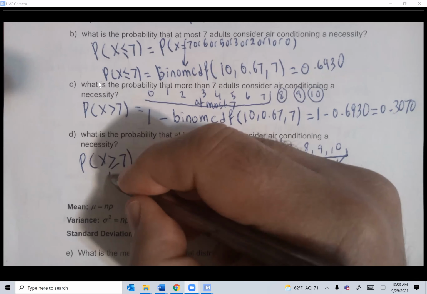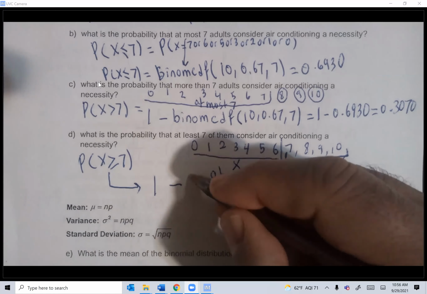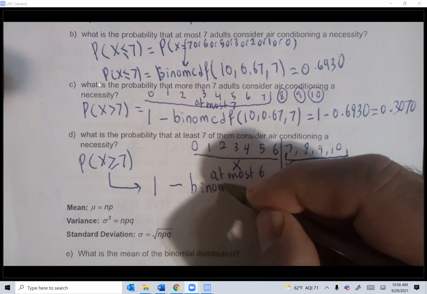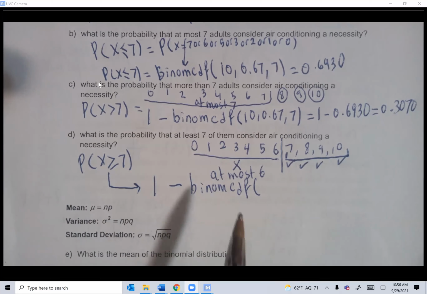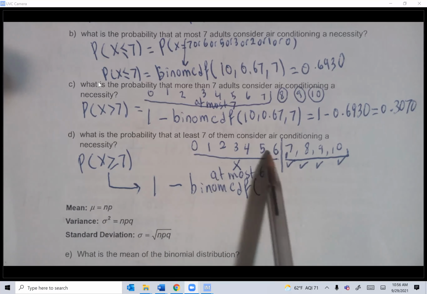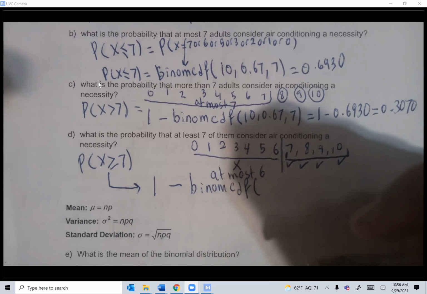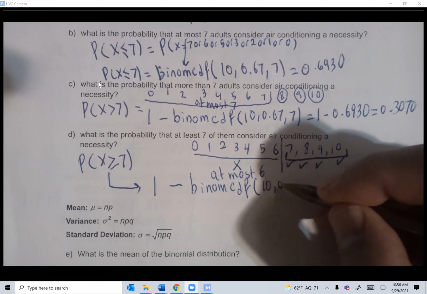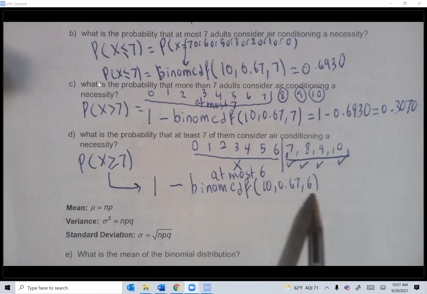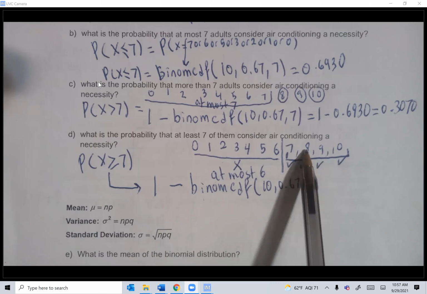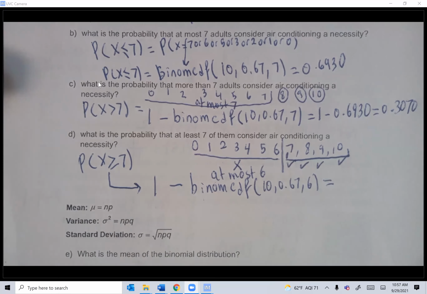So this is going to be, guys, 1 minus binomial. And again, if you ask me why I'm doing something he didn't ask, it's because I have a formula that would allow me to find the at most. So 1 minus binomial CDF 10, 0.67. And whatever this answer is, guys, I subtract it from 1 to get the remaining probabilities. So here's how you do it.